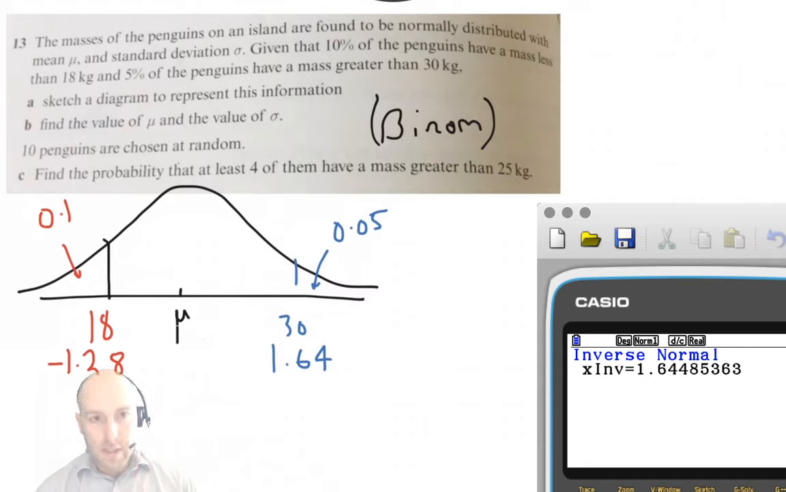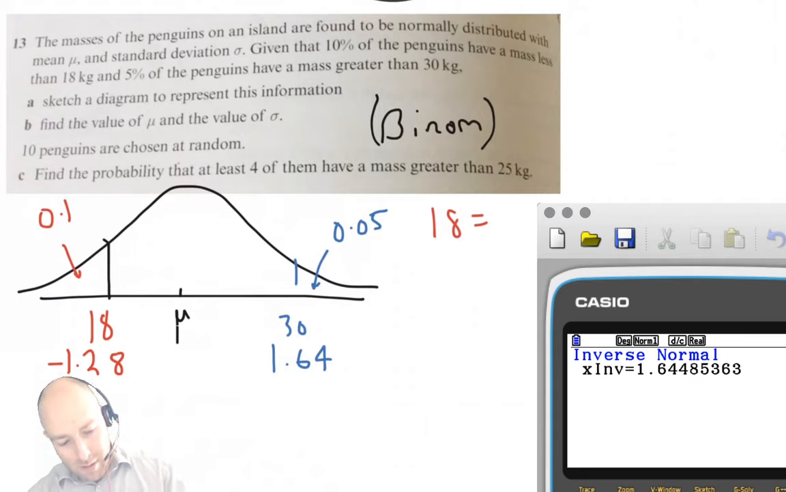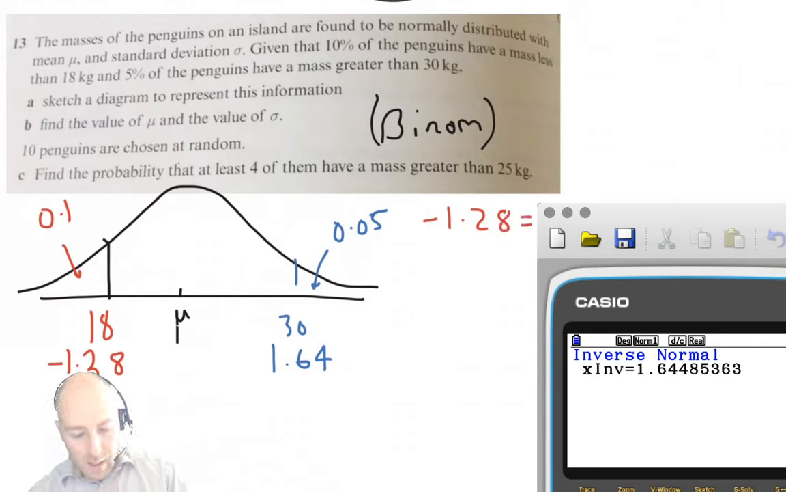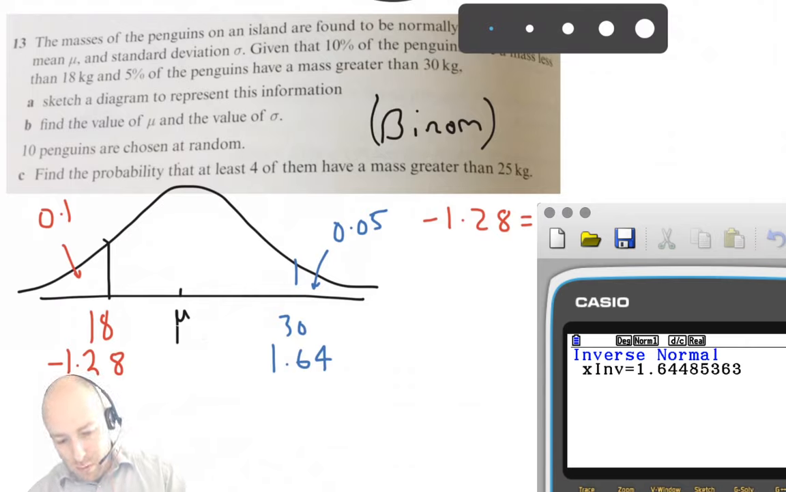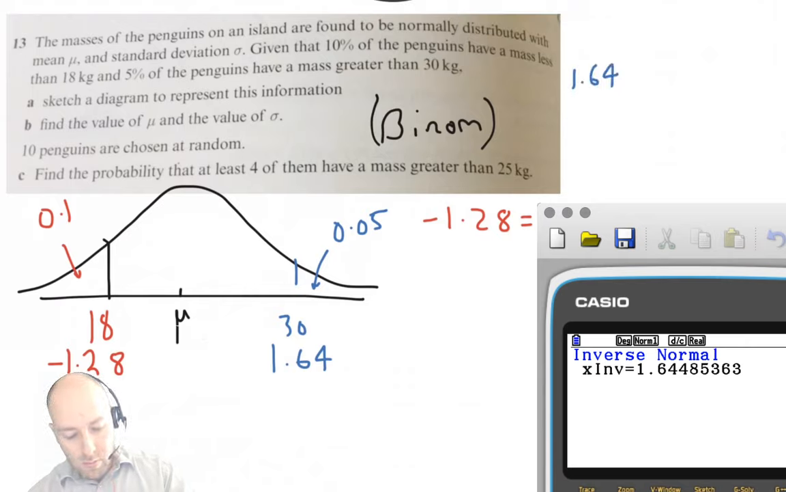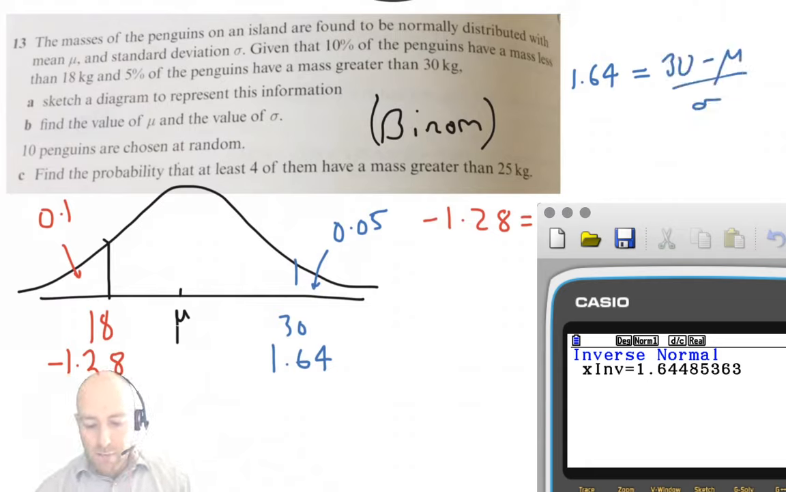Now we're going to do the whole finding mu and sigma. So 18 equals, no, wrong way around. Minus 1.28 equals 18 minus mu over sigma. And 1.64 equals 30 minus mu over sigma. And if you solve those simultaneously, I guess we could do this one. Yeah, go on then, we'll solve these simultaneously.